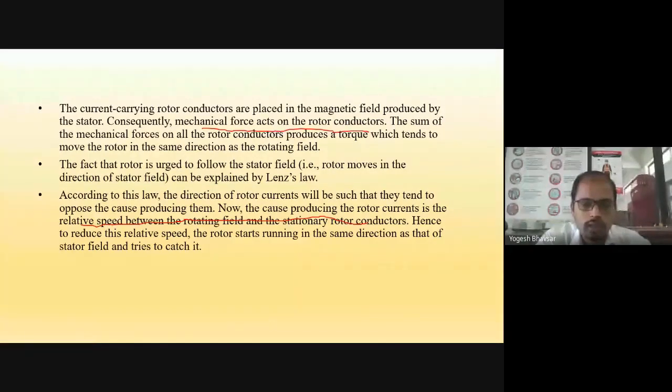It will always try to achieve the speed at which the magnetic field rotates. Hence, to reduce the relative speed, the rotor starts running in the same direction as that of the stator field, and always tries to catch up this speed. So this is why the rotor rotates in a three-phase induction motor.